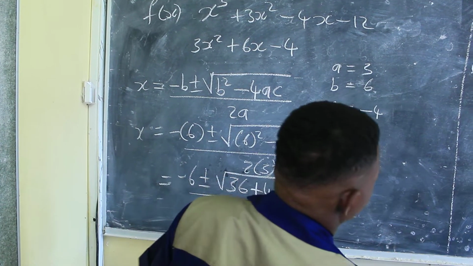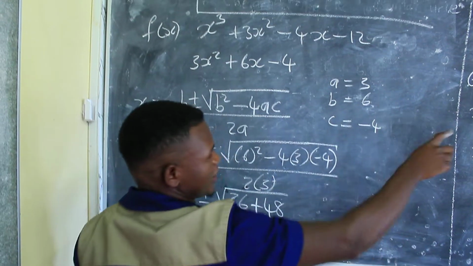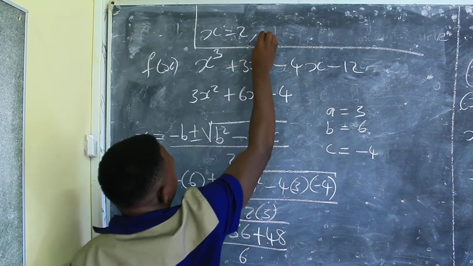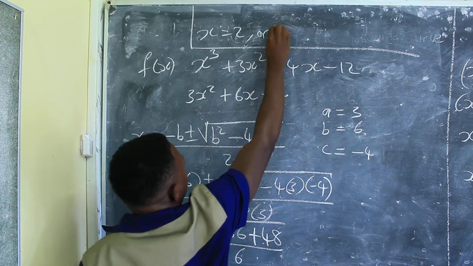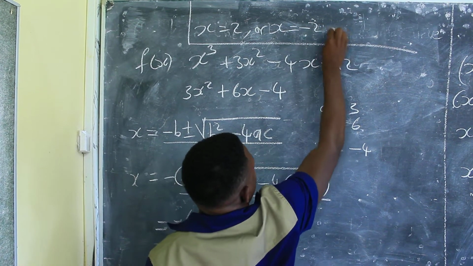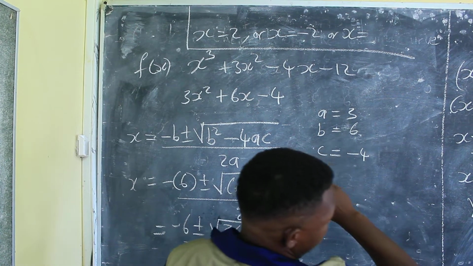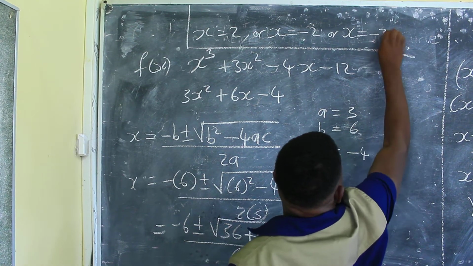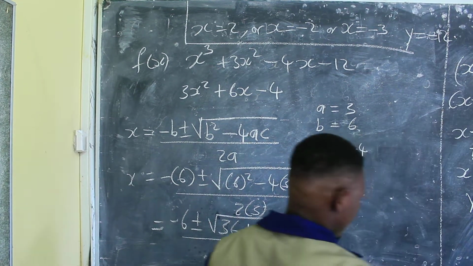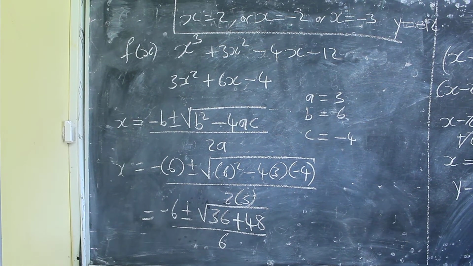Let me rewrite my x values here because we need space. So x is 2, or x equals negative 2, or x equals negative 3. And our y-intercept is negative 12. We don't forget that. Yeah? Need space.